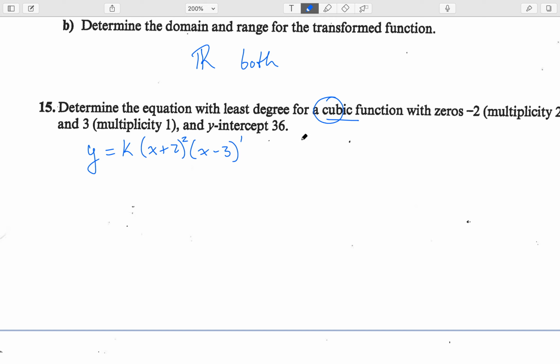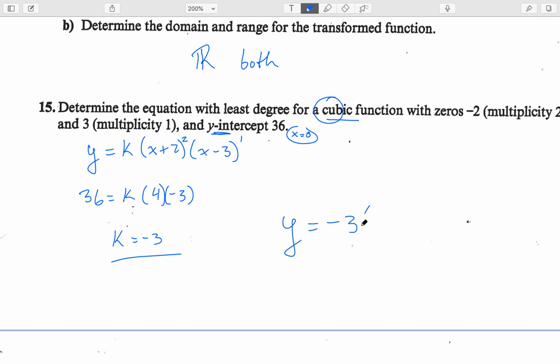The y-intercept is 36. So in other words, that means x equals 0. Y-intercept is telling you x is equal to 0. Plug in 0. Plug in 36. 36 is equal to k times 0 plus 2, so 2 squared, which is 4, and 0 minus 3, which is minus 3, minus 12. K is going to equal negative 3. I'm not done. I actually need to write it out. Here we go. Y is equal to negative 3, bracket, x plus 2 squared, bracket, x minus 3.